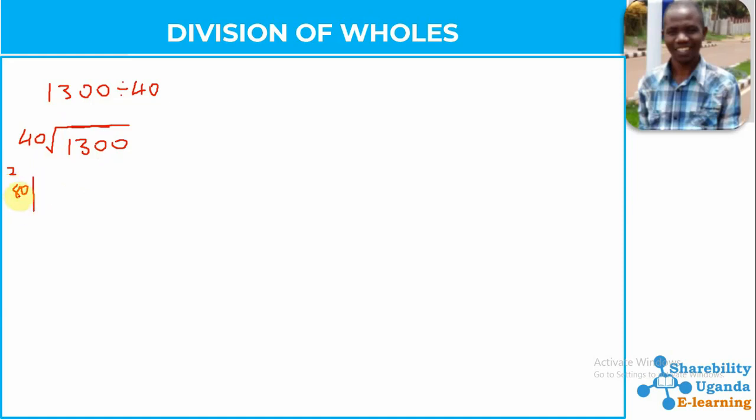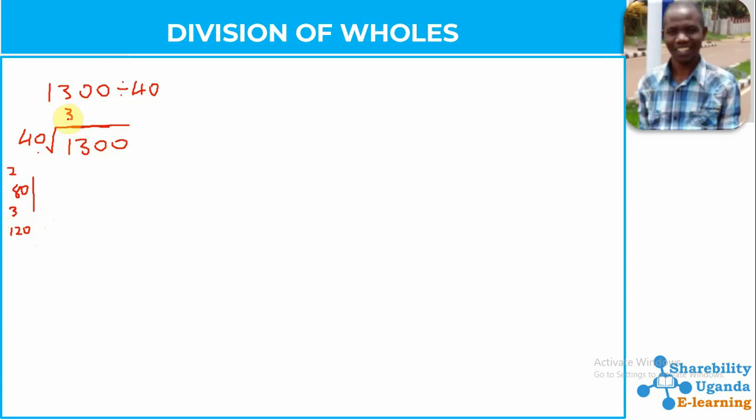We get 80 if we say 2, but we still have a lot. So if you try out a 3, what is 3 times 40? We get 120. So 120 is almost near to 130. So we can try out a 3.